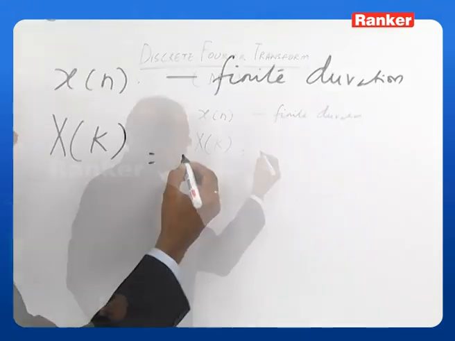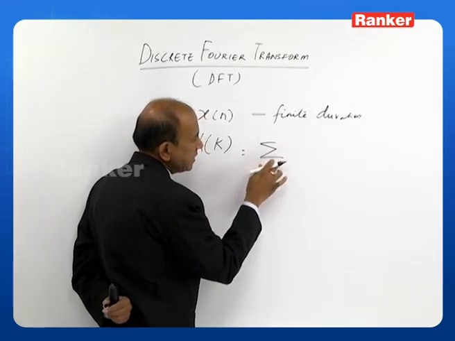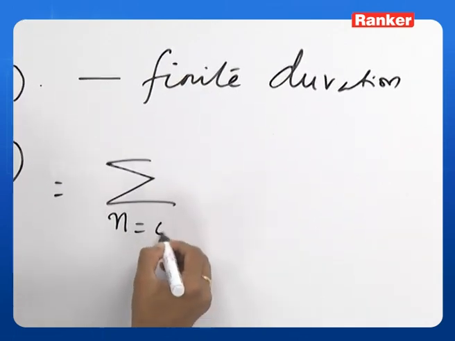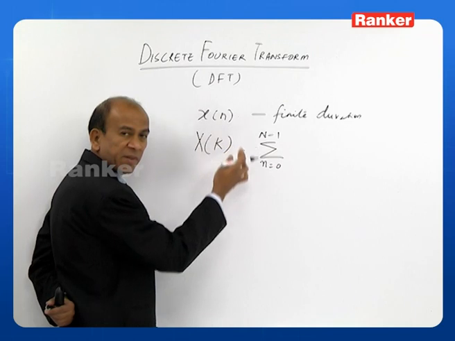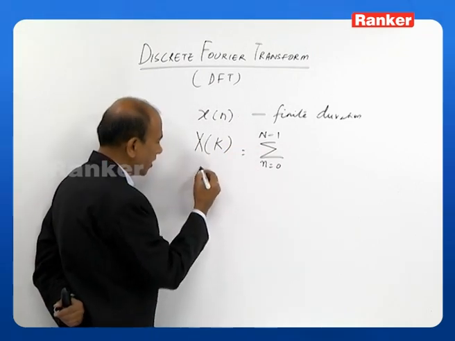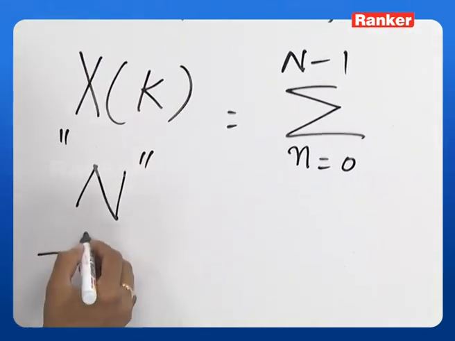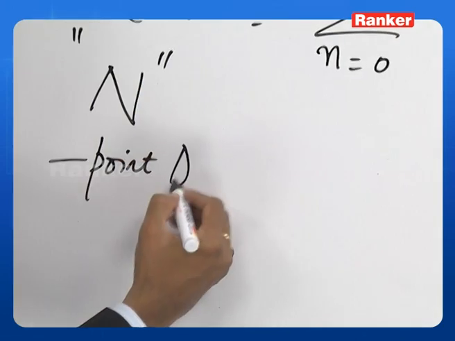What is the formula given here? This is a finite series. So it will be n is equal to 0 to N minus 1. So what is the summation here? The summation is from n is equal to 0 to N minus 1. That is, how many points do we have? We have N points here. So this is called an N point DFT.